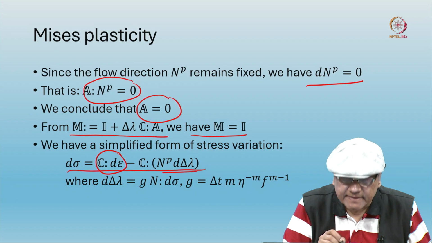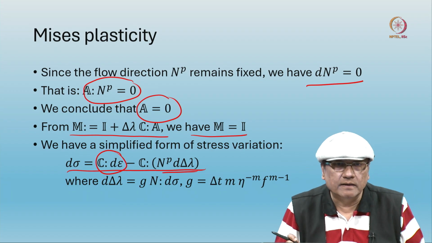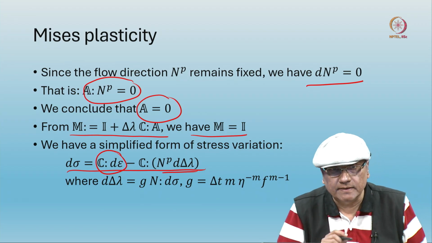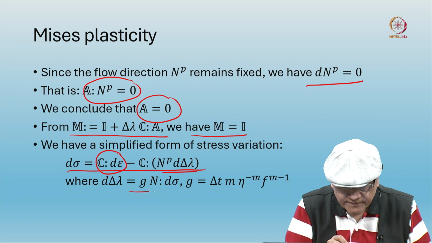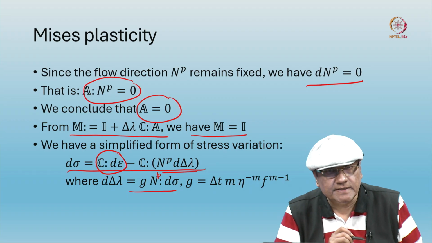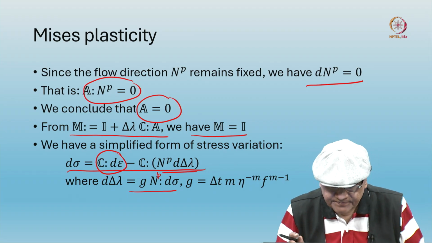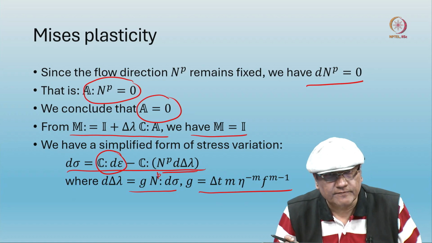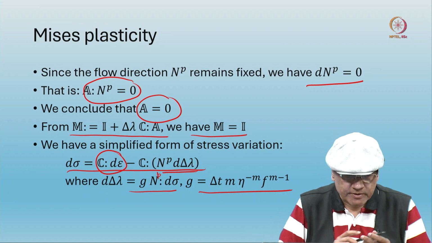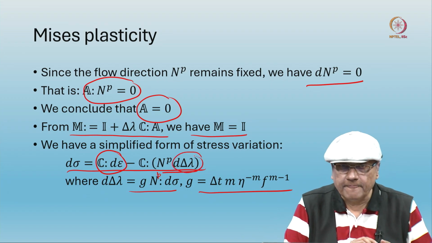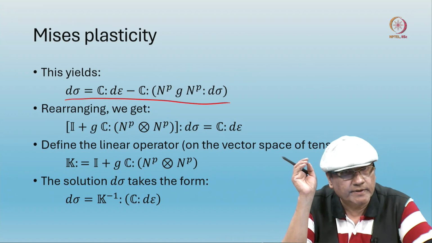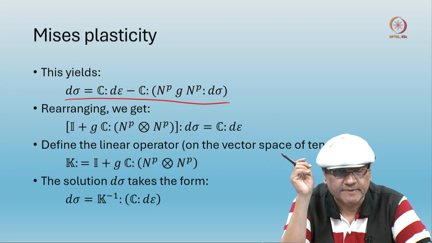But here this d delta lambda comes in. So this d delta lambda, as we found in the last lecture, is written in terms of G. This is basically NP, I am sorry. This is dNP inner product with d sigma, and recall that the expression for G is this. Now we need to use this here, so we can write this d sigma this way, by putting this d delta lambda here.